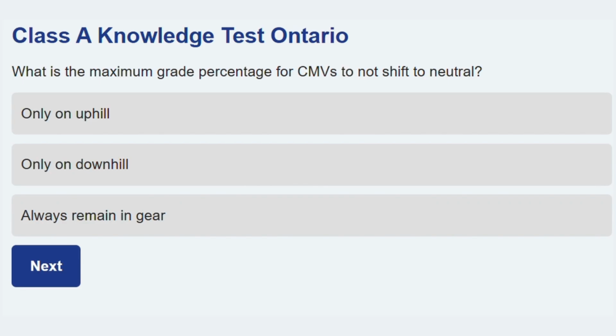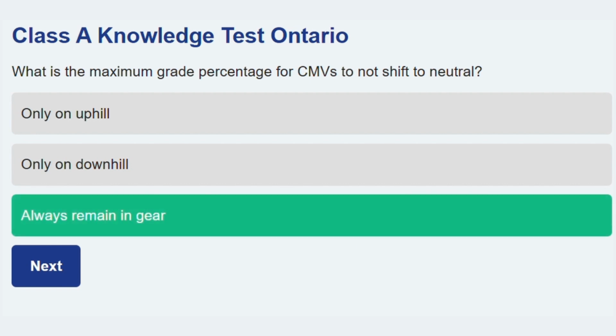Let's proceed. What is the maximum grade percentage for CMVs to not shift to neutral? Always remain in gear, prevents loss of engine braking on steep grades.